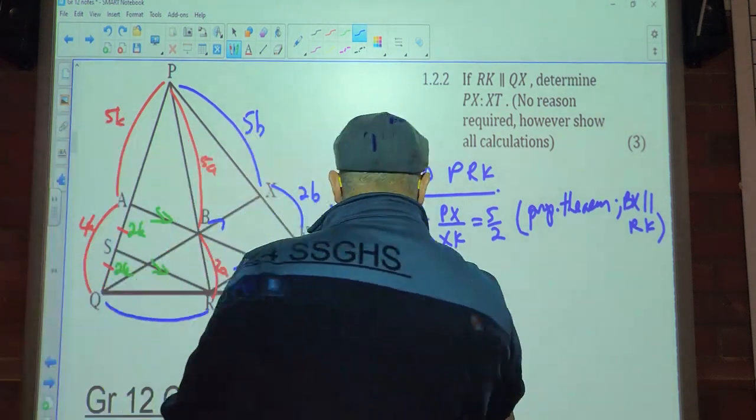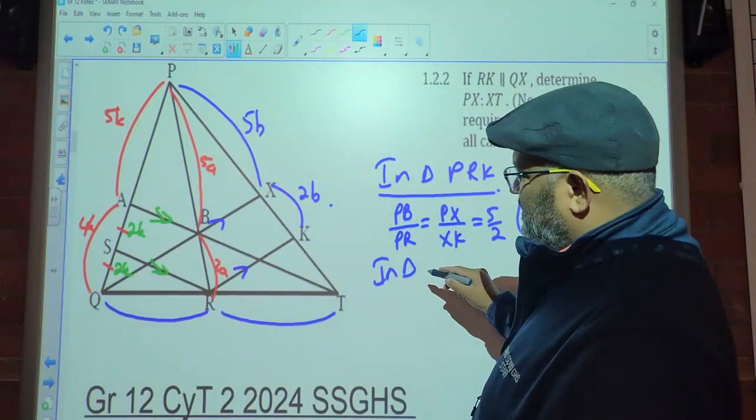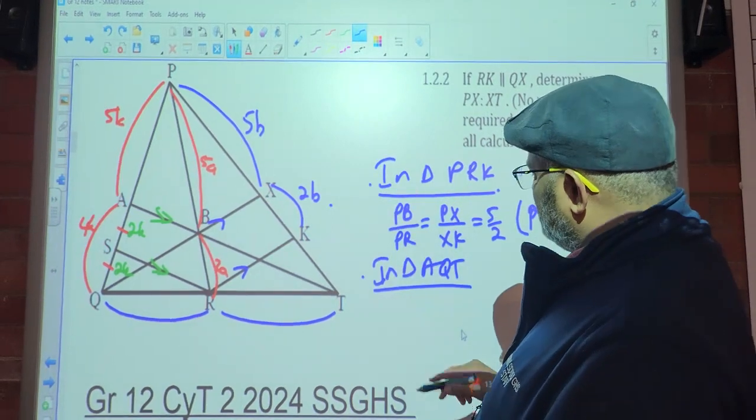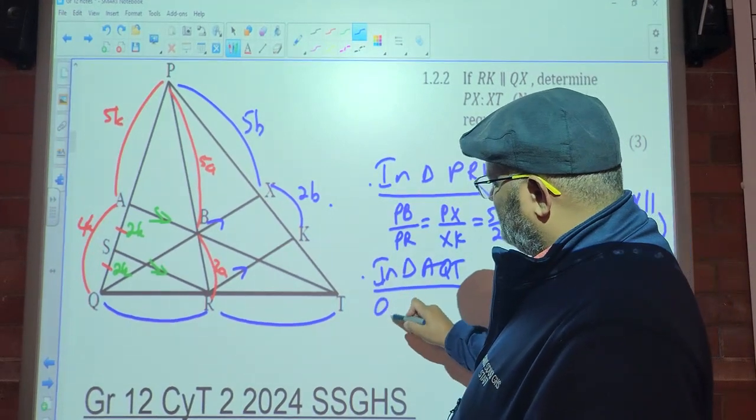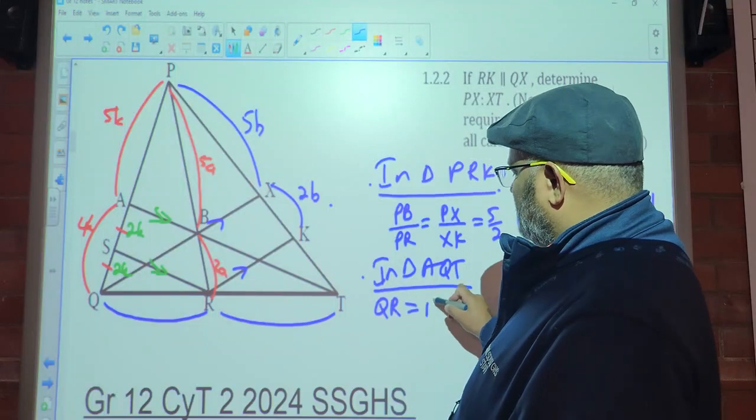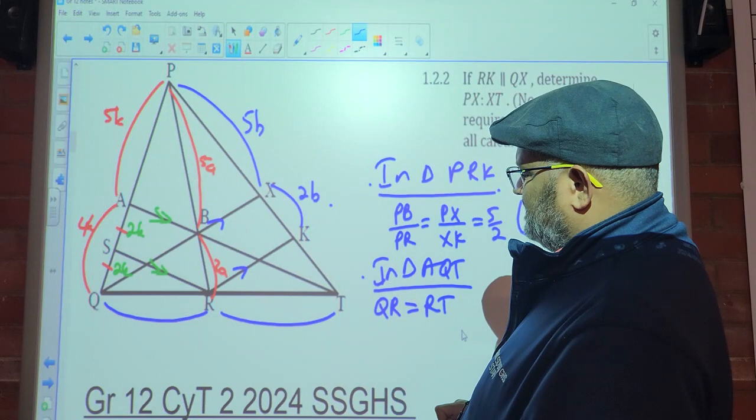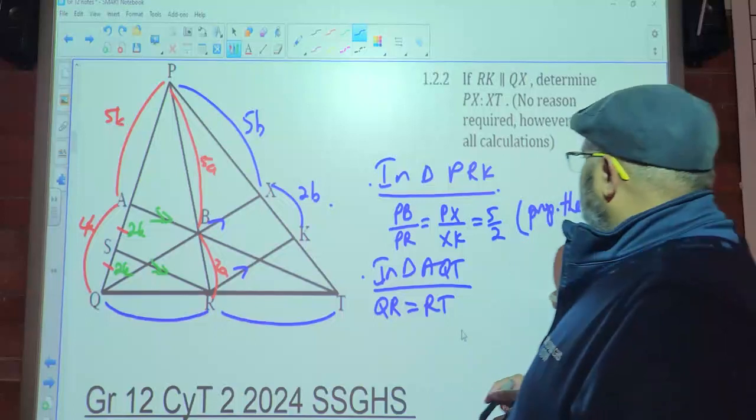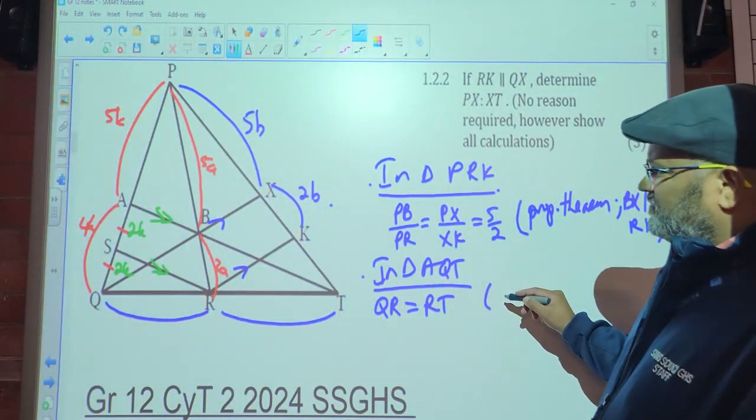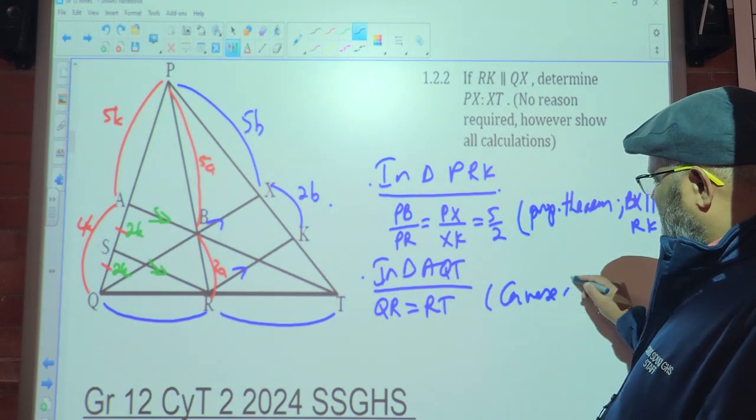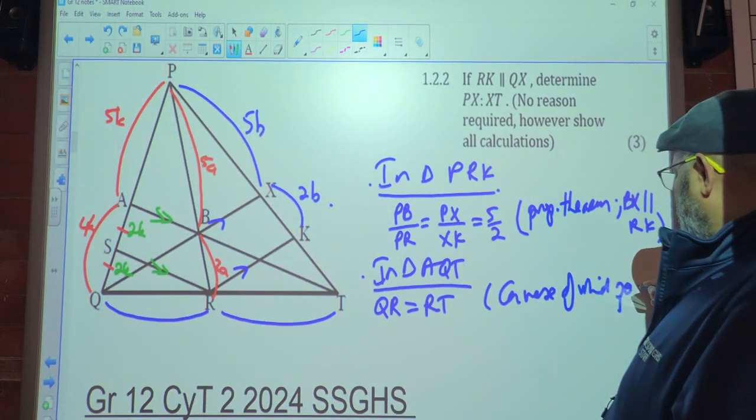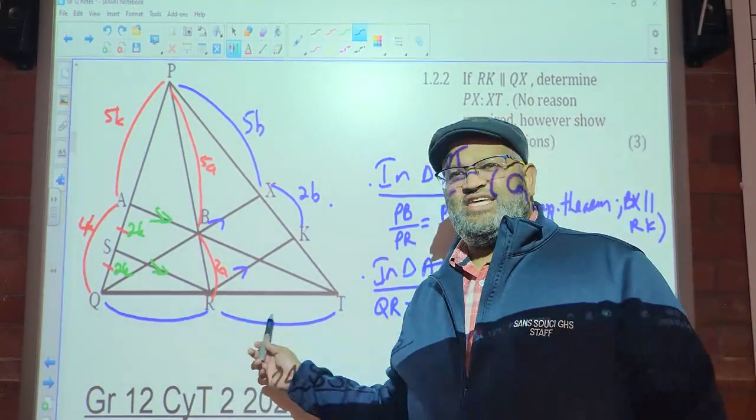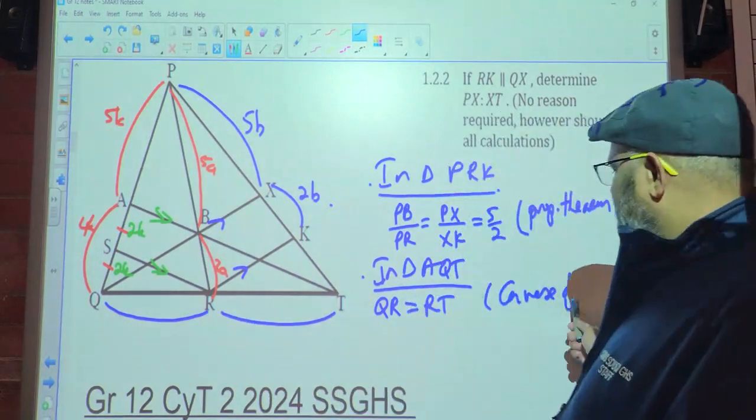So in triangle AQT, again you don't have to say this, okay? In that triangle we can now say that QR is equal to RT. Okay? We already proved midpoint theorem here. You see that, people? And what is the reason here? Because of the converse of midpoint theorem. Again, people, we can't say midpoint theorem here because we don't know these lengths at this point. Okay, so converse of midpoint theorem.